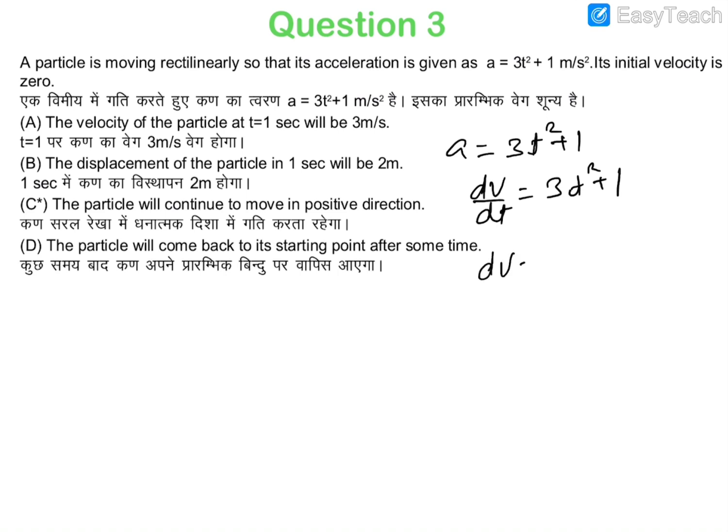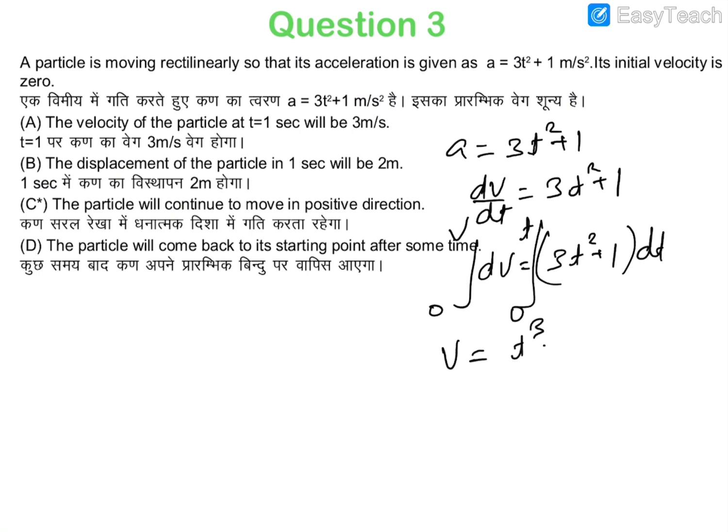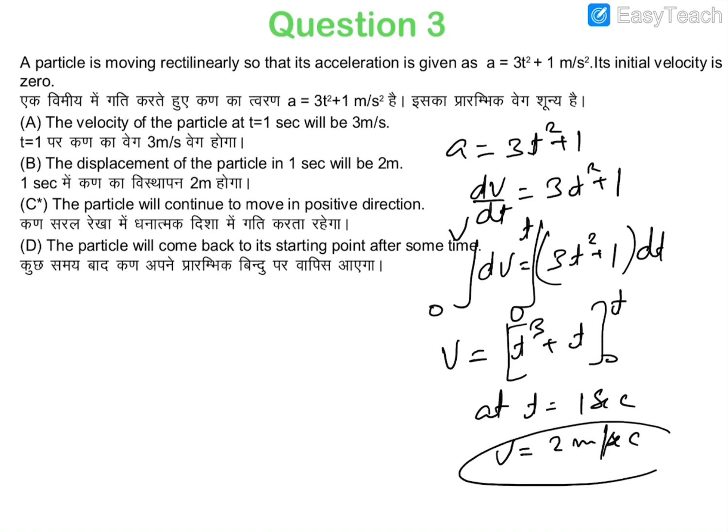So dv is equal to 3t square plus 1 into dt, and the initial velocity was 0, and at any time it was t. So the time is from 0 to t. So v will be equal to t cube plus t, limit is from 0 to t. This is v. And at t equal to 1 second, v is equal to 2 meters per second. So this option A is incorrect. The displacement of the particle in 1 second will be 2 meter.